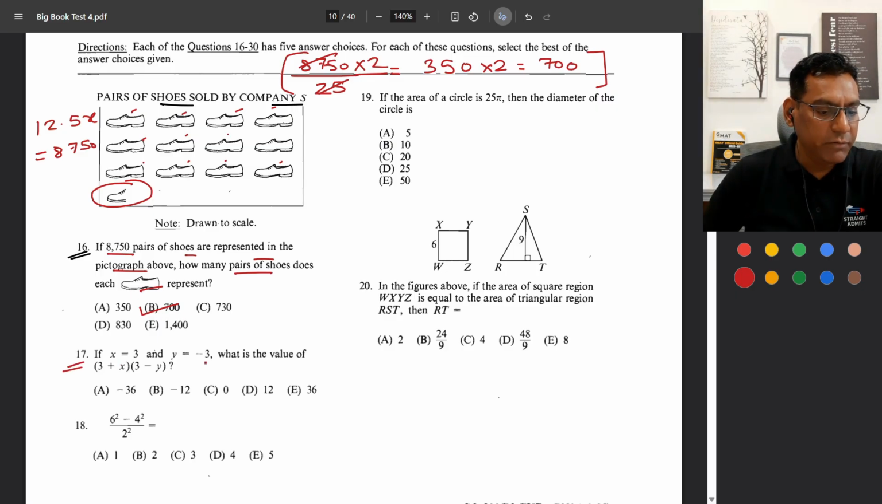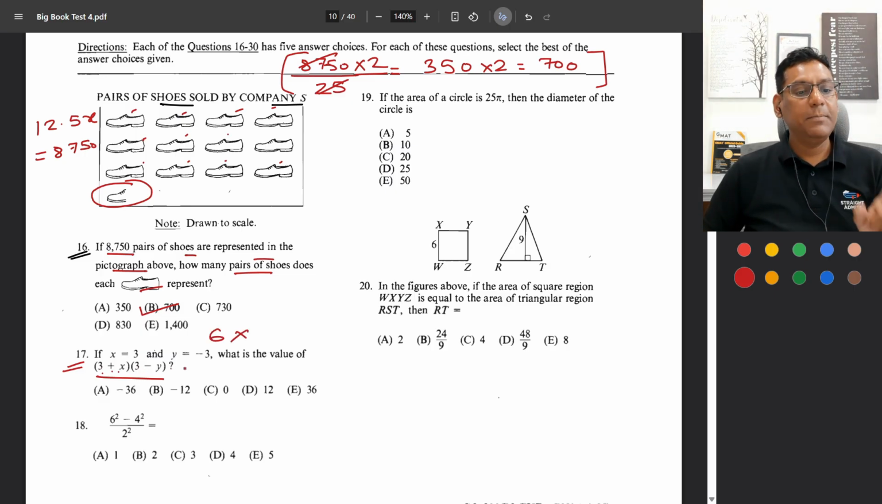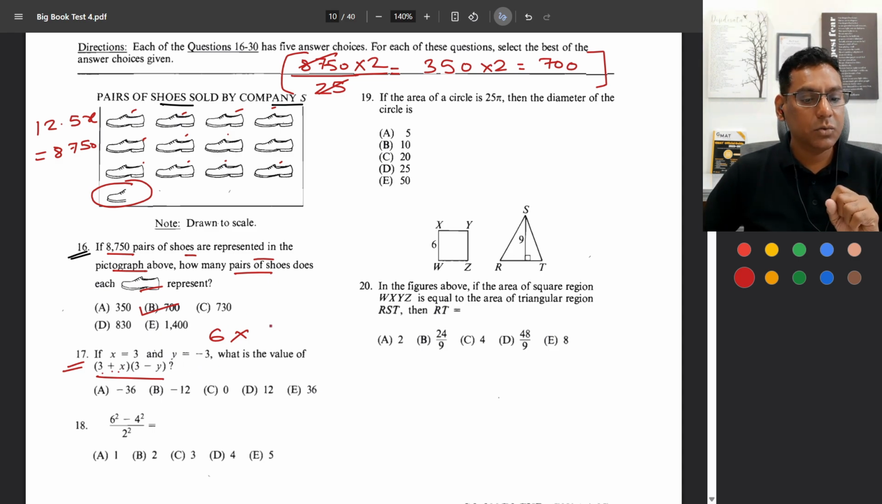If x is equal to 3 and y is equal to minus 3, what is the value of this expression? Let's find it out. This is 3 plus x, so that is 3 plus 3 is 6, into 3 minus y. So what is 3 minus minus 3? 3 minus minus 3 is 6, right?